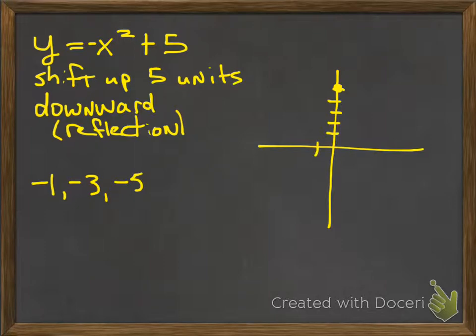So from that vertex, I'm going to go down 1, and then to the left and to the right 1. Down 3, and to the left and to the right 1 more. And then I could have gone down 5, but I'm not going to do that. That's good enough right there. If you have questions on this, you definitely need to ask, because this could be very easy if you just follow along. But make sure you ask questions.